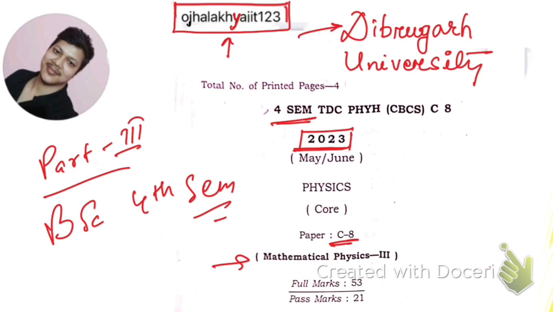Okay. So in the last part, we have solved up to question number 3. Today we're going to solve question number 4. There are 3 parts in question number 4: 4A, 4B, 4C. Okay, so now let's start with question number 4.